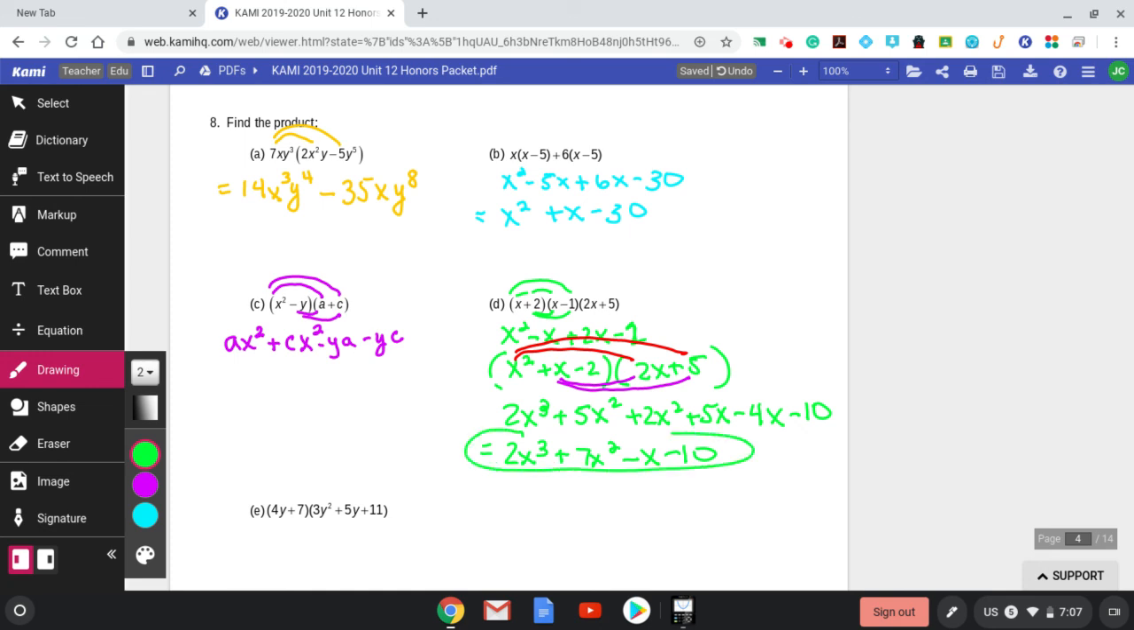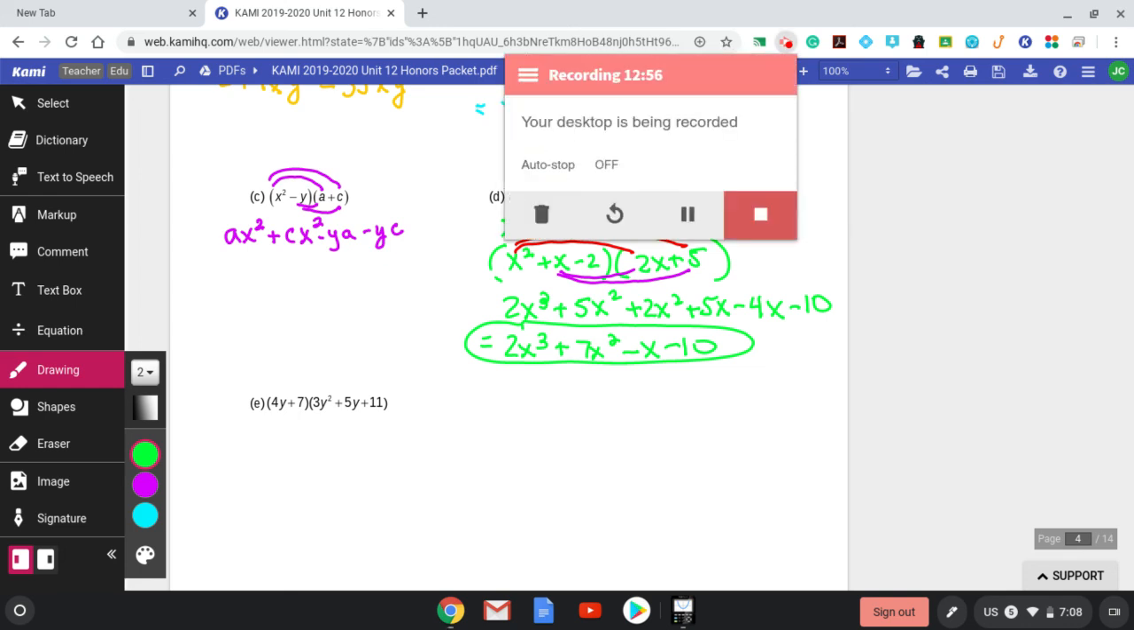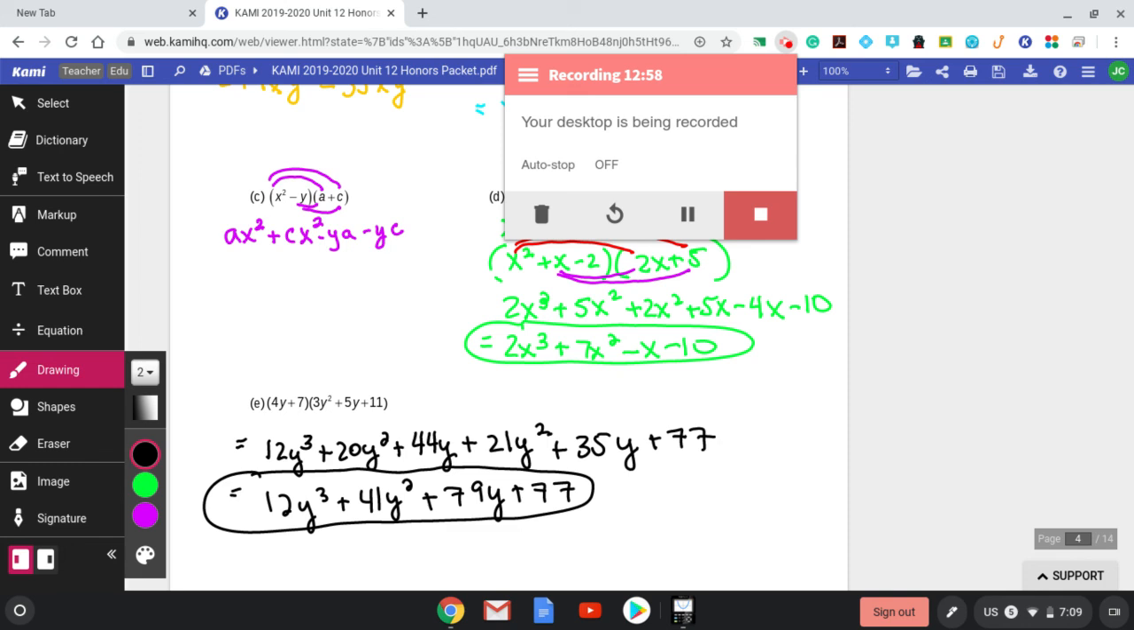There it is. Okay. Now that we've done part D, part E is all on your own right now. Pause the video. We'll get back to work in a second. Hopefully we'll have the same answer. Okay, there you go, guys. 12y to the third plus 41y squared plus 79y plus 77.